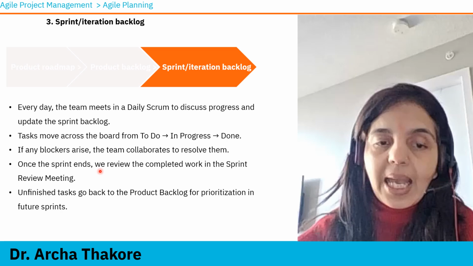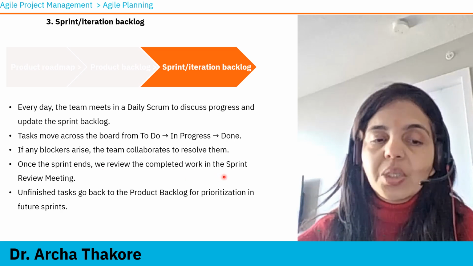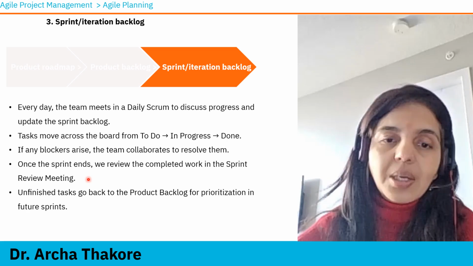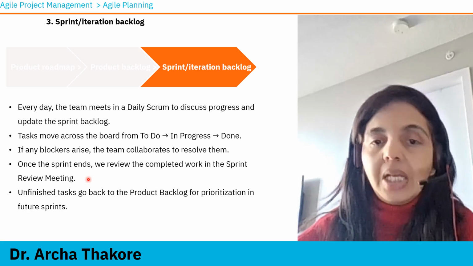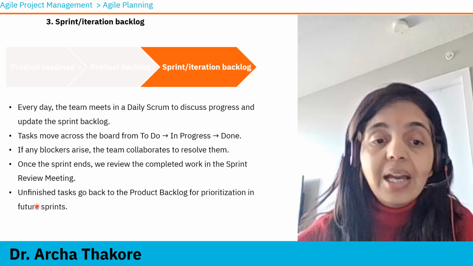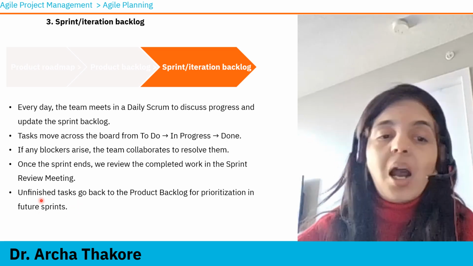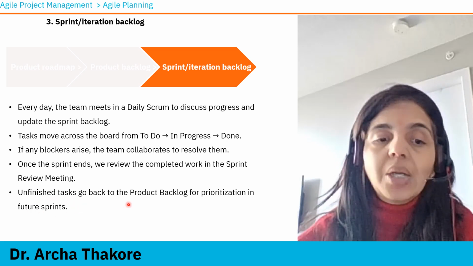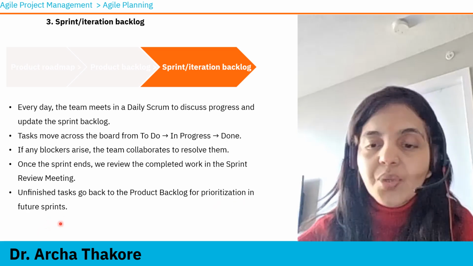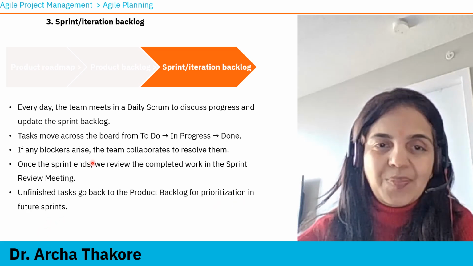Once the sprint ends, we review the completed work in sprint review meeting. So suppose 5 items were picked up by the team to create the sprint backlog. How many of them were completed? Were they all completed? If something is pending, unfinished tasks go back to product backlog for prioritization in future sprints.